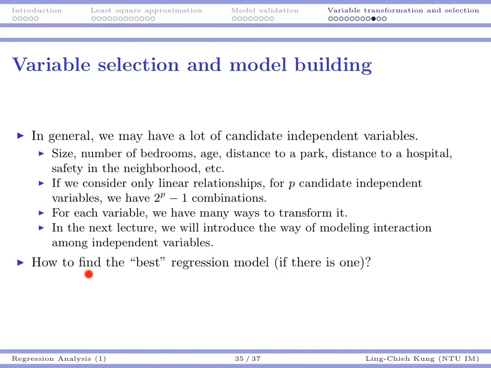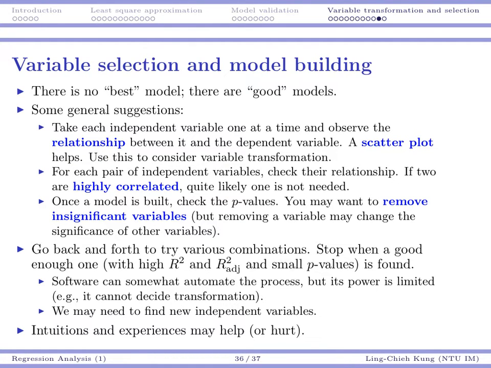We want to find the best regression model, okay? Given a set of independent variables, the software can help you find the best coefficients. That's easy. But we need to somehow find the best combination of independent variables, either in linear or nonlinear ways. That's hard because the software cannot do that for us. So how may we find the best regression model? Well, my answer would be the following. There is no such best model, or at least we do not try to look for that.